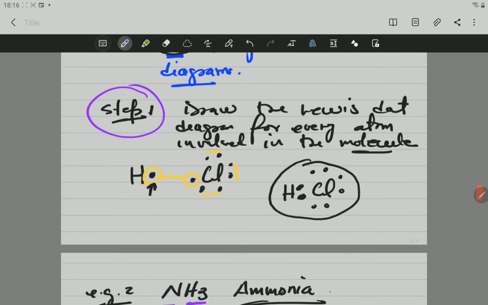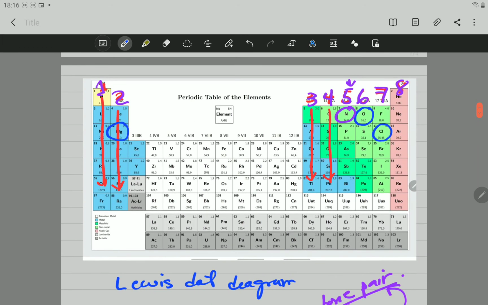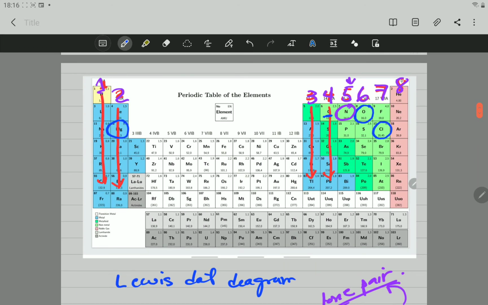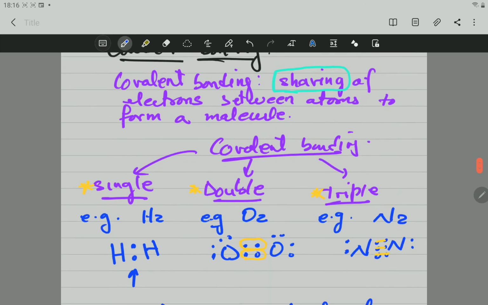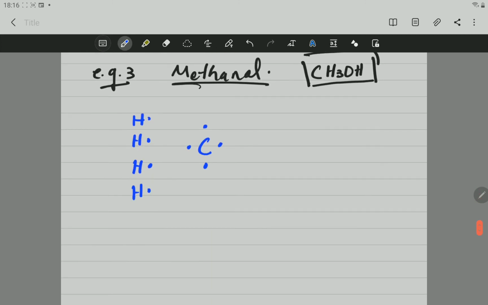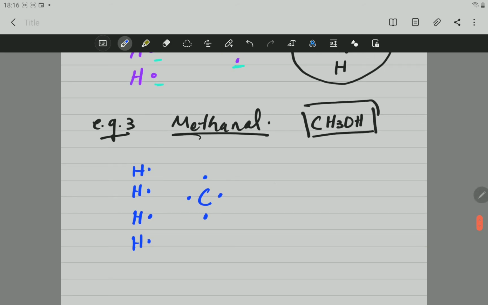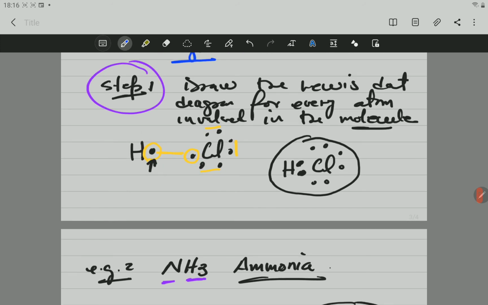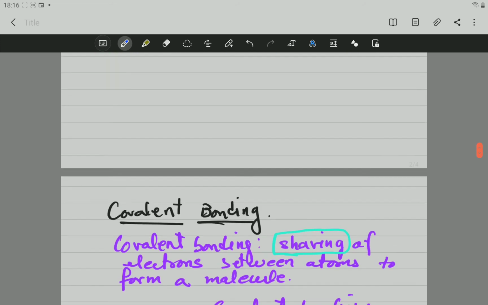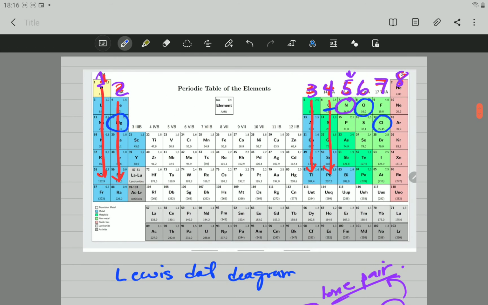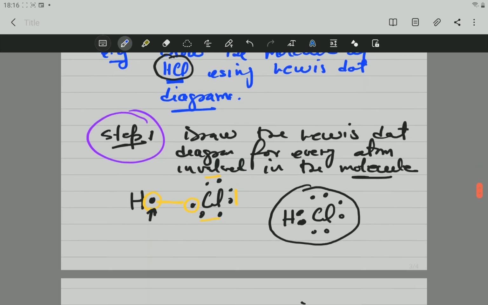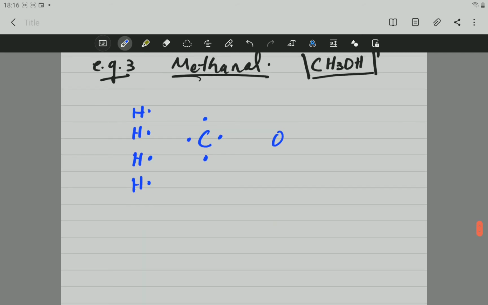You go to carbon. The valence electrons for carbon are 4. And the valence for oxygen is 6, pardon. We already did oxygen in the formation of water. So oxygen is 6: 1, 2, 3, 4, 5, and 6. Now this one is kind of tricky.